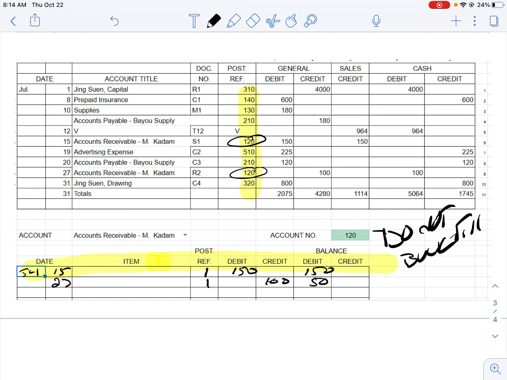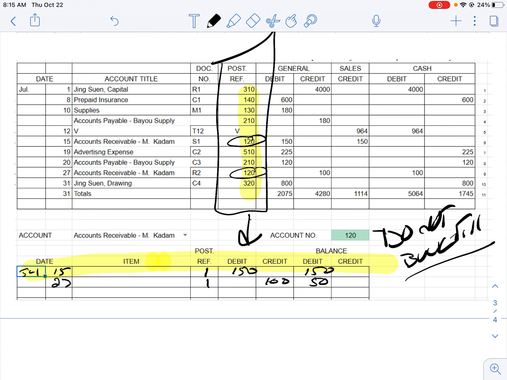If we didn't do this, your boss would come to you and say, how much does M. Kadam owe us? Well, if you looked at it, like, I don't know. But since we filled it out, now we can easily say that it's 150. Do not bulk fill these items. Don't press go. Don't collect $200. Don't do anything on this form in the post reference column until the ledger is filled out.